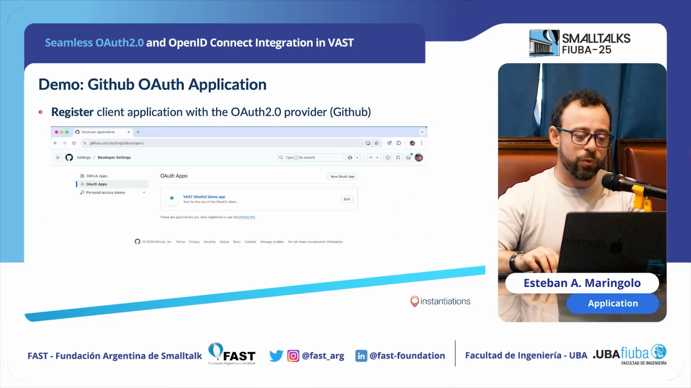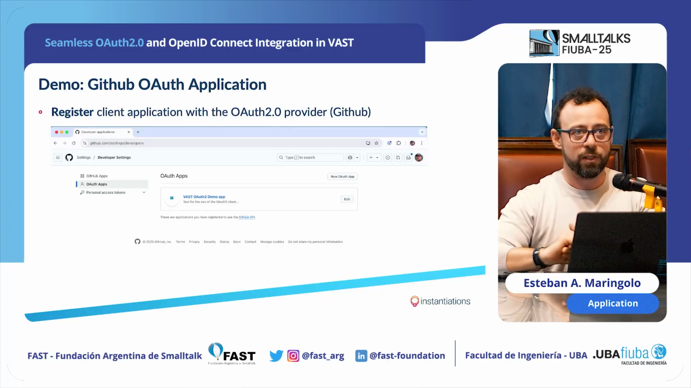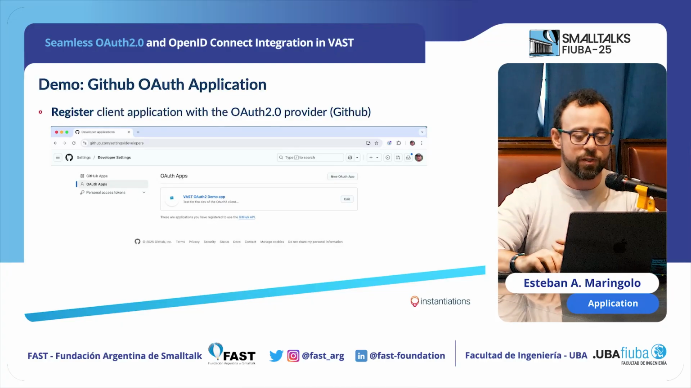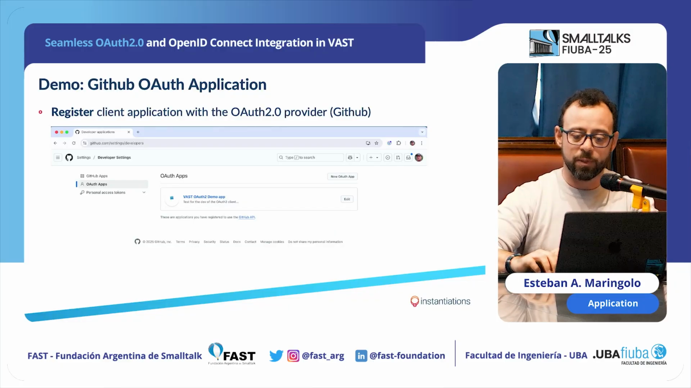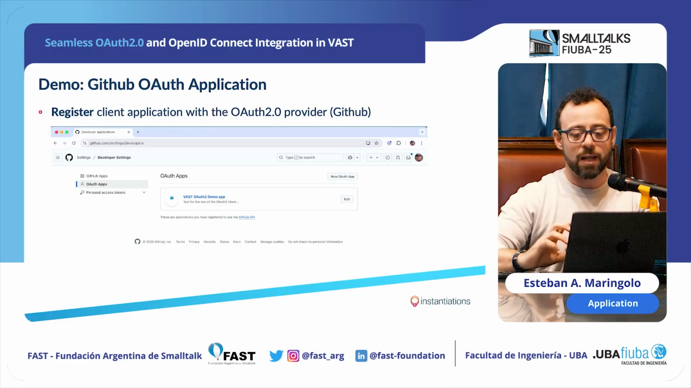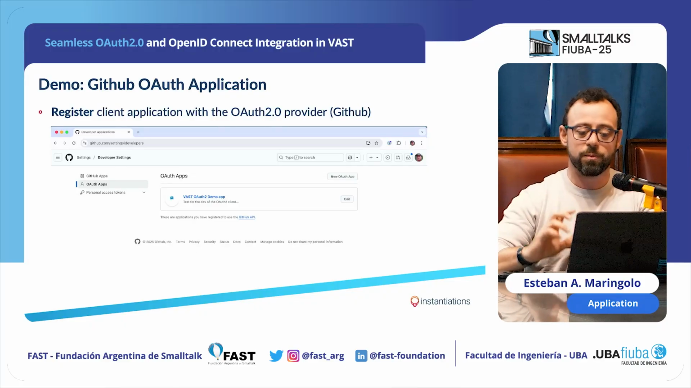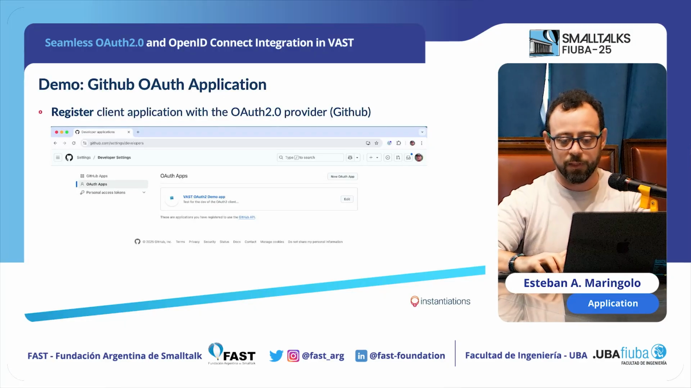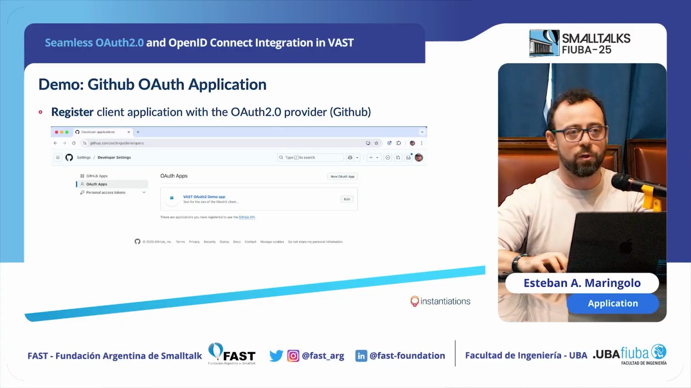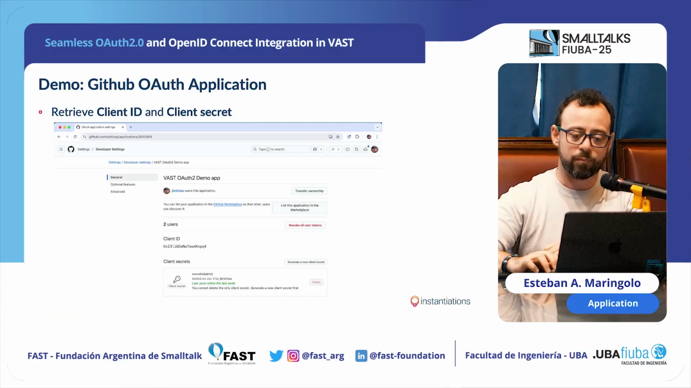The first thing you have to do, in the case of GitHub, I'll show you a live demo of this, is register the application in the provider. This is the GitHub registration page for the application. And this establishes the trust between your application and the OAuth2 provider. And you provide basic information, of course, like the name, the description, picture, etc.